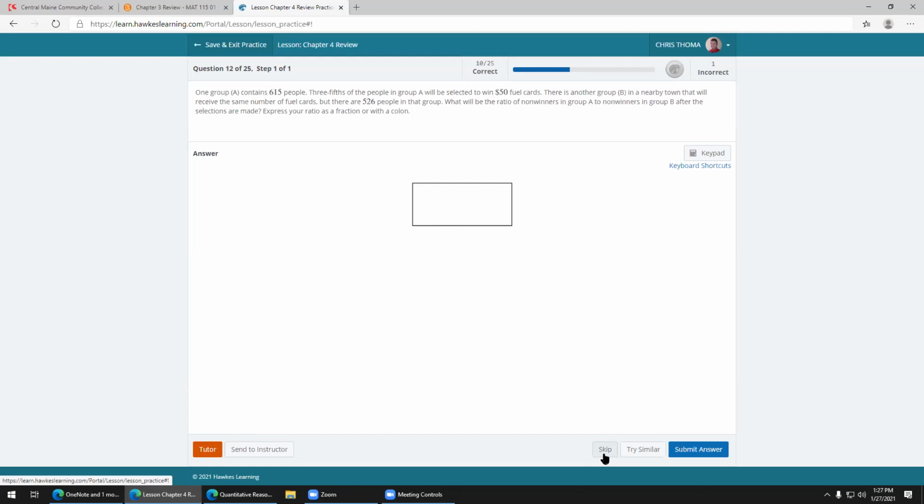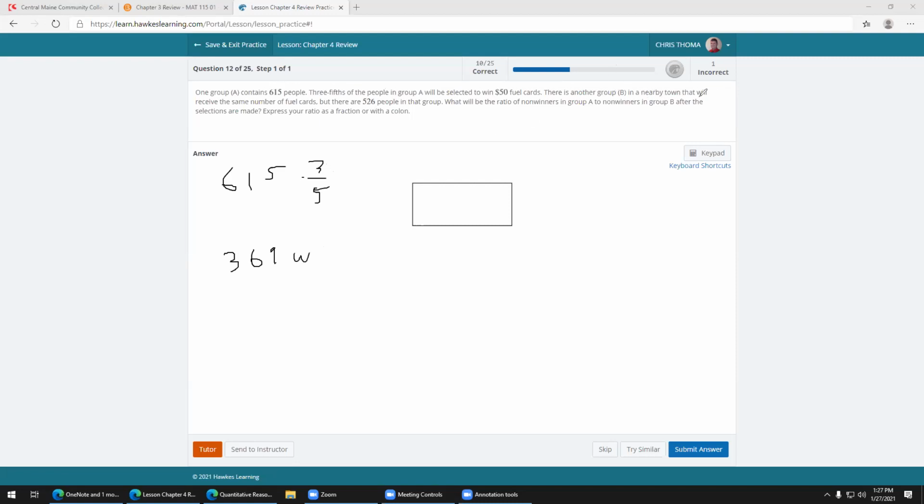Sorry, I was reading the whole thing because I'm being careful on my words here. So we have group A that has 615 people. And out of those 615 people, 3/5 of the people in group A were selected to win. So if I multiply this by 3/5, that will tell me how many people win cards. So 615 times 3 divided by 5. 369 win.